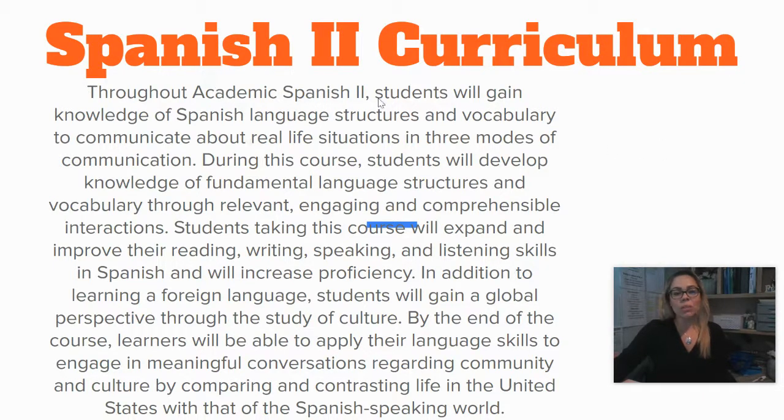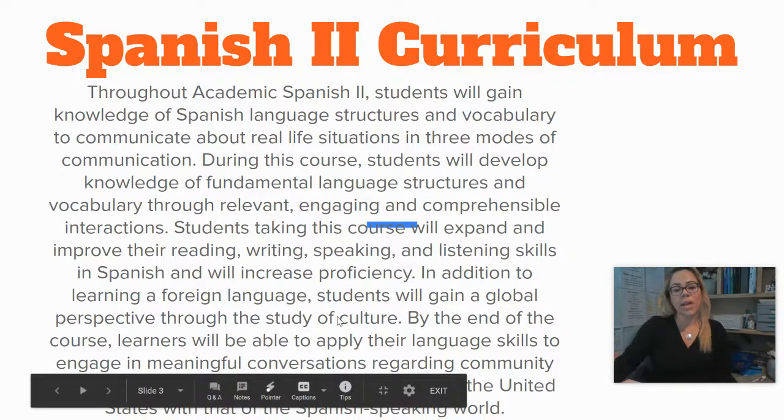So through academic Spanish 2, students will gain the knowledge of Spanish language structures and vocabulary to communicate about real-life situations in the 3 modes of communication: interpersonal, presentational, and interpretive. During this course, students will develop knowledge of fundamental language structures and vocabulary through relevant, engaging, and comprehensive interactions. Students taking this course will expand and improve in their reading, writing, speaking, and listening skills in Spanish and will increase proficiency. In addition to learning a foreign language, students will gain a global perspective through the study of culture.